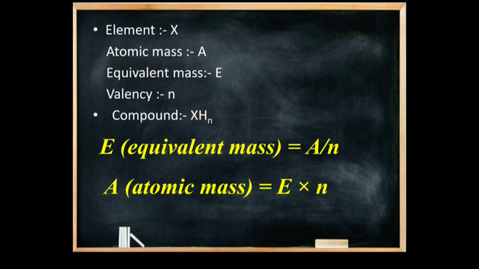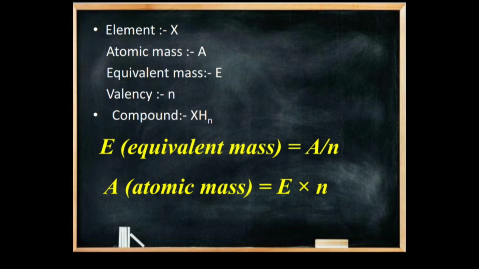Then we will see the relation between atomic mass, equivalent mass and valency of an element. Let us consider an element X whose atomic mass is A, equivalent mass is E and valency is small n. As n is the valency, n atoms of hydrogen combine with it and form the compound XHn, which is written here. So what is valency? Valency is the number of hydrogen atoms combined with one atom of the element.